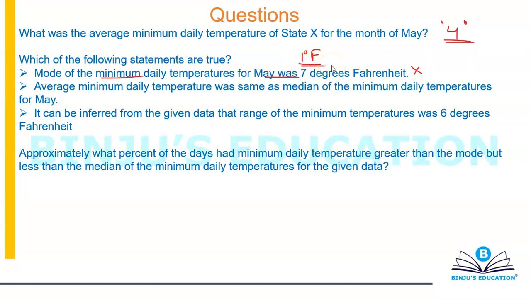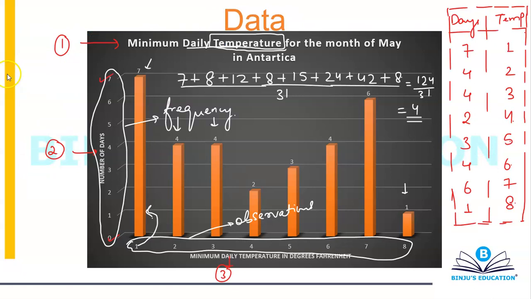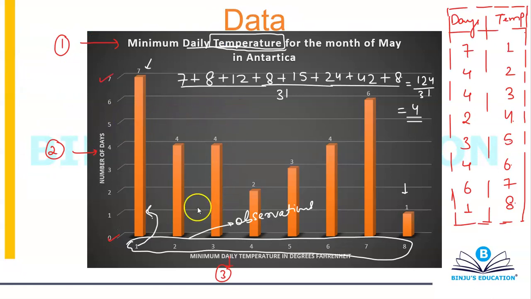It is 1 degree Fahrenheit. Okay. Second one, average minimum daily temperature was same as the median of the minimum daily temperatures for me. Okay, so I need to calculate the median because average I already know, which is 4. So how do we calculate median?